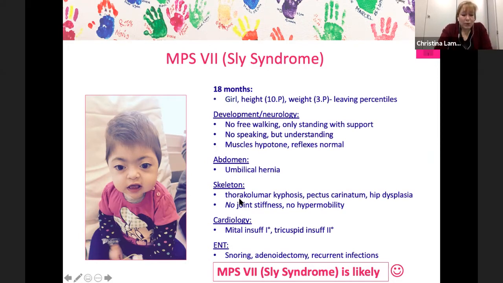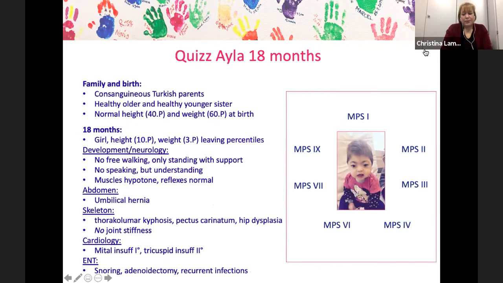Actually, maybe one comment: MPS 7 is sometimes diagnosed as hydrops fetalis in children. So if you have a child with hydrops fetalis, you should think of MPS 7, and sometimes also MPS 4, but MPS 7 is quite often associated with hydrops fetalis.